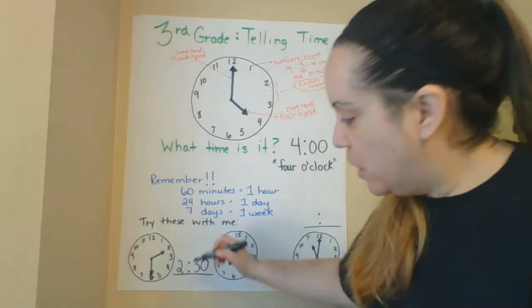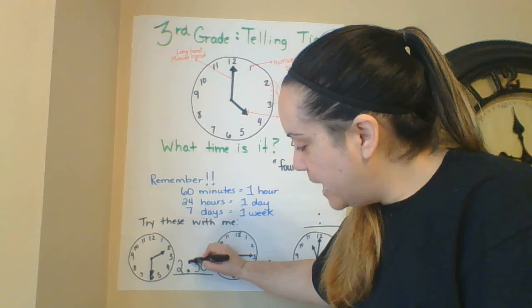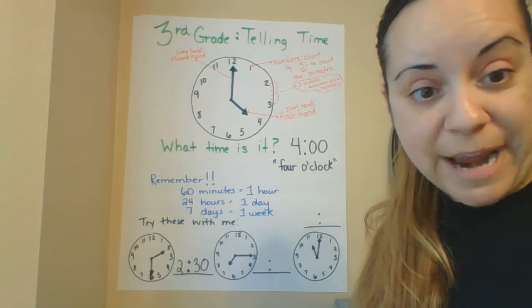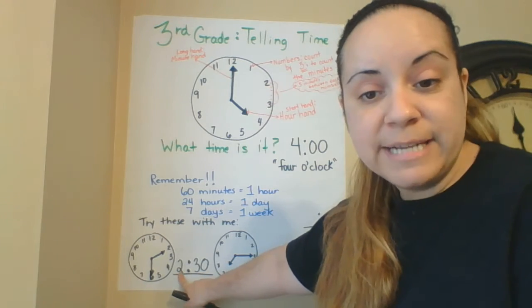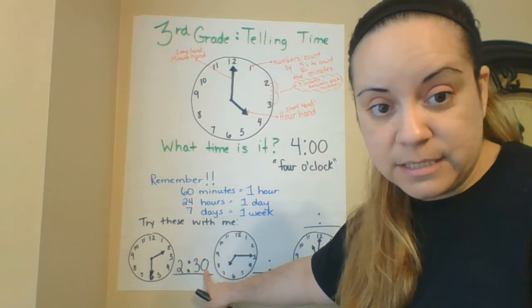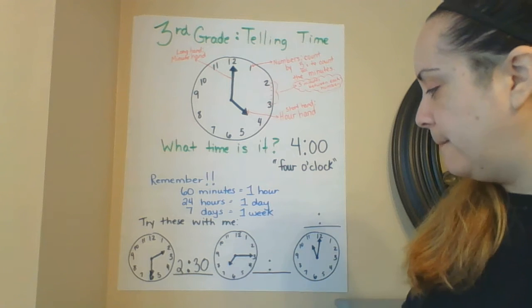So this time is 2:30. Notice how there's 2 dots in the middle? This is how you write your time. You have to put those 2 dots in the middle because that separates the hour from the minutes. Okay? Let's try this one.